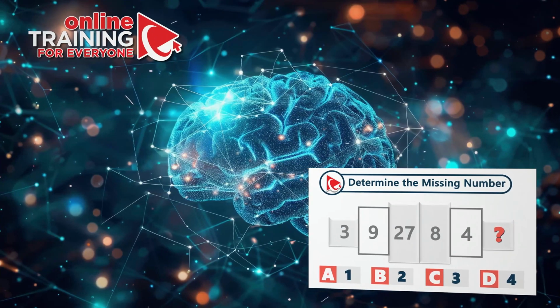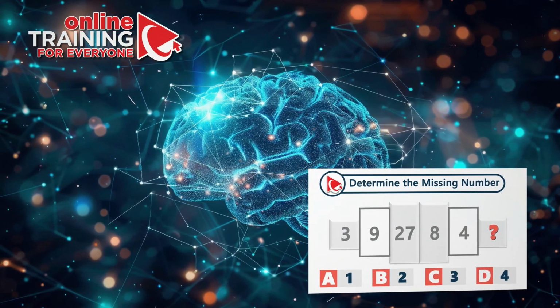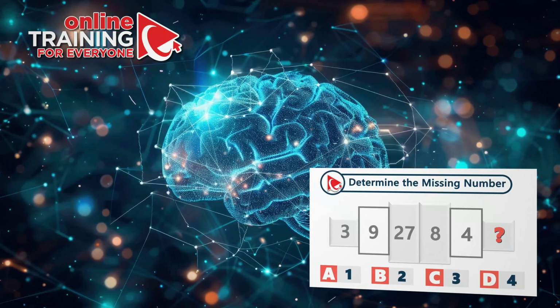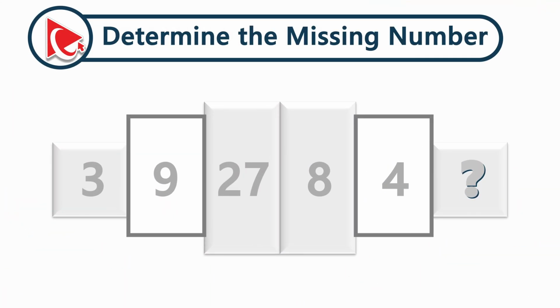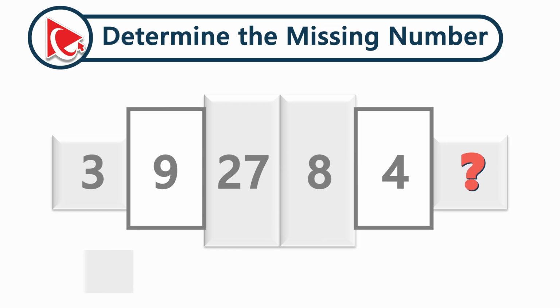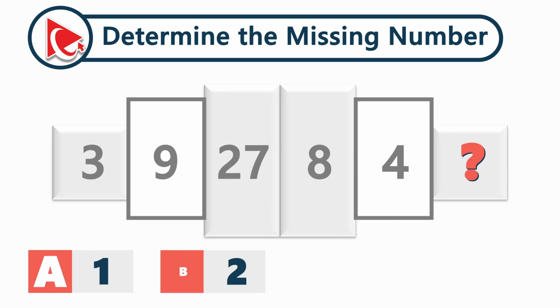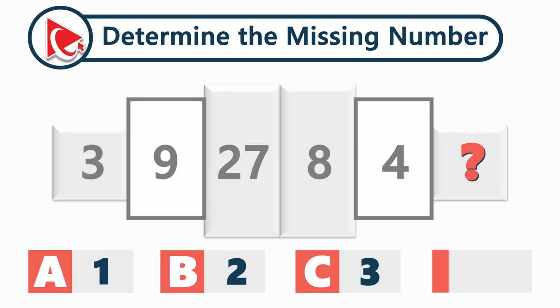Solving this problem might be tricky now, but it's exactly how your brain learns to think faster and sharper, so make sure to keep going. You're presented with a series of shapes and numbers. The numbers are 3, 9, 27, 8, 4, and then comes the missing number, which you need to calculate and select your answer out of 4 possible choices: A 1, B 2, C 3, or D 4.